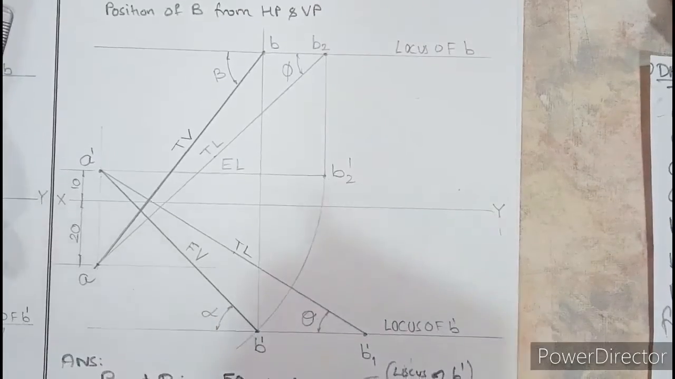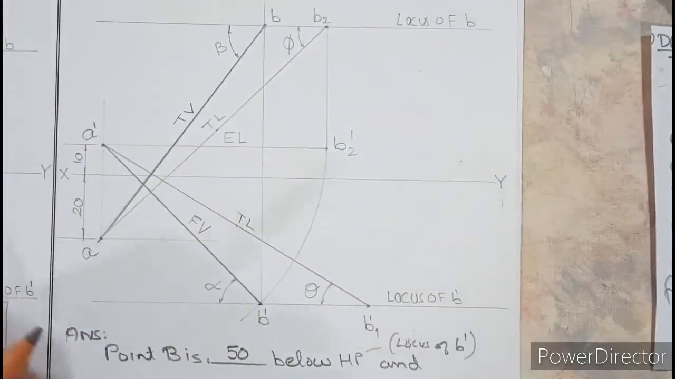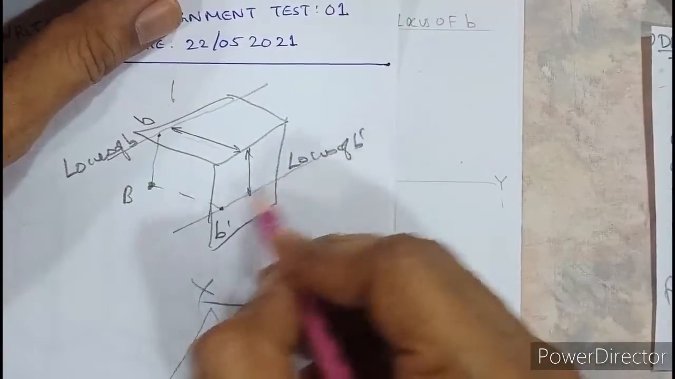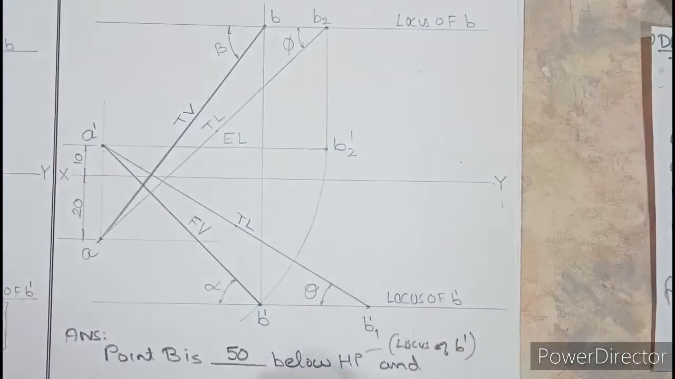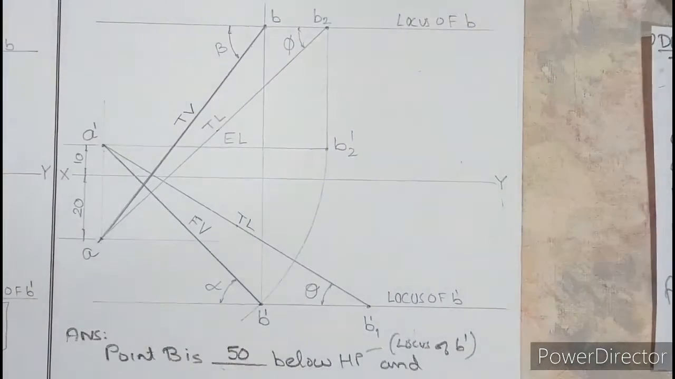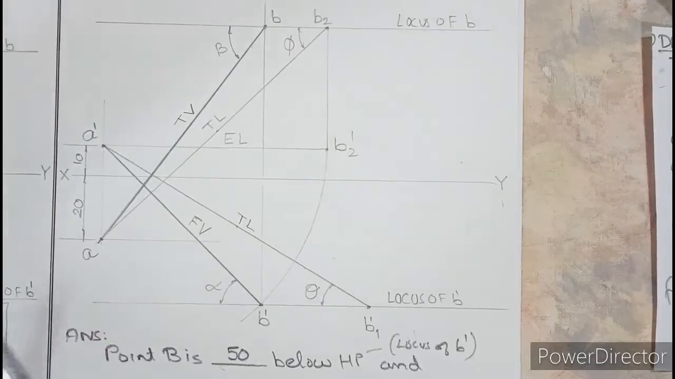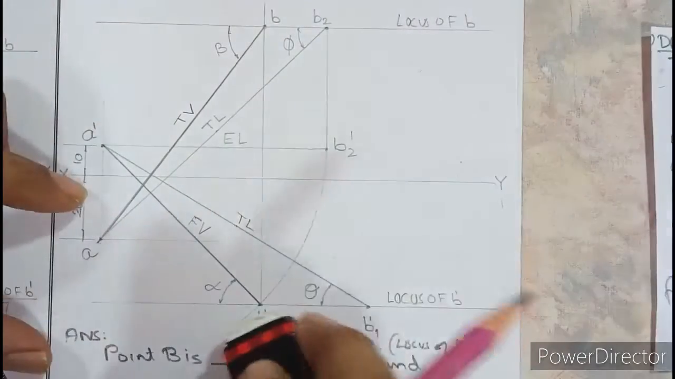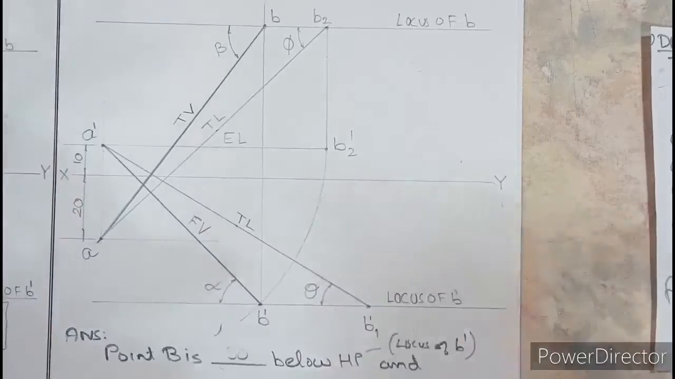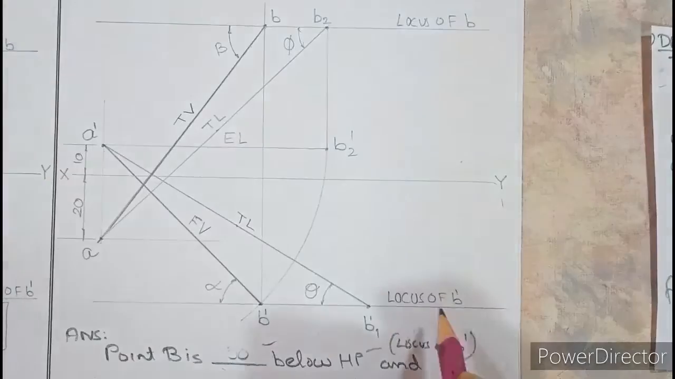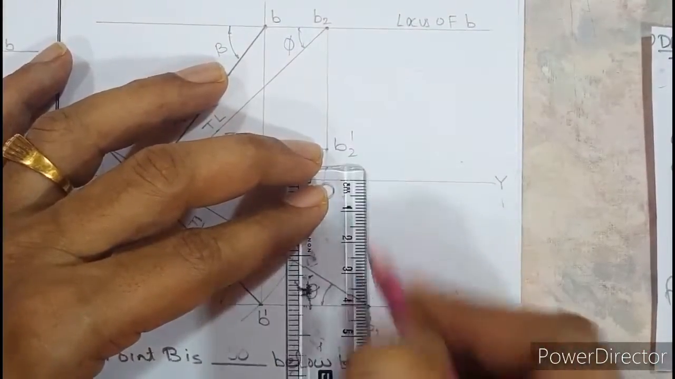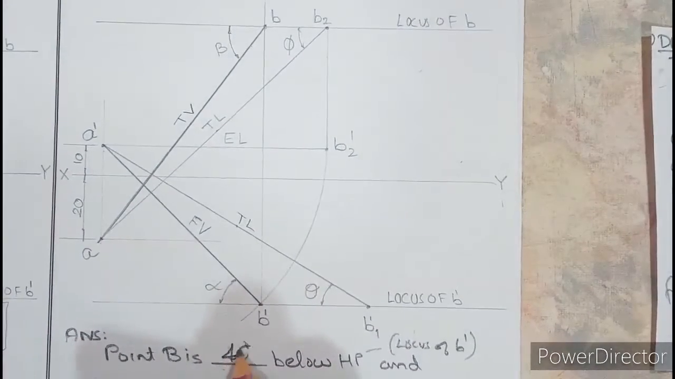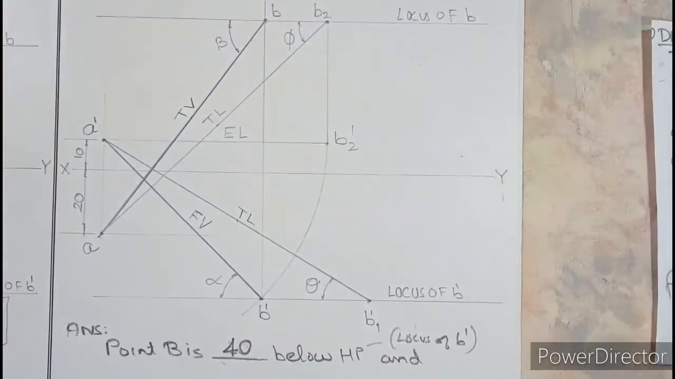What students do by mistake is that, okay, once again, locus of B dash means below XY, you have to measure below HP. Okay, there's a small mistake from my side. I will erase this 50 here. So point B is how much below HP? Below HP means you have to measure B dash, and sorry, B dash is down. So you need to measure this distance. It comes around 40. So don't write 4 by mistake. This is 40 below.